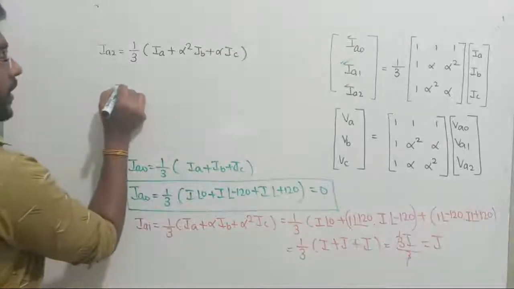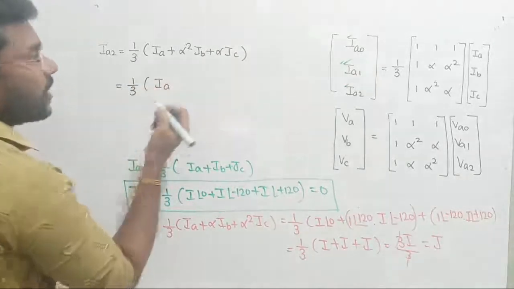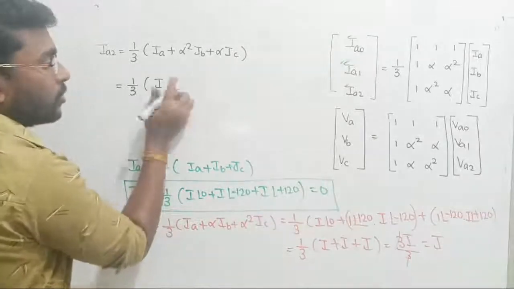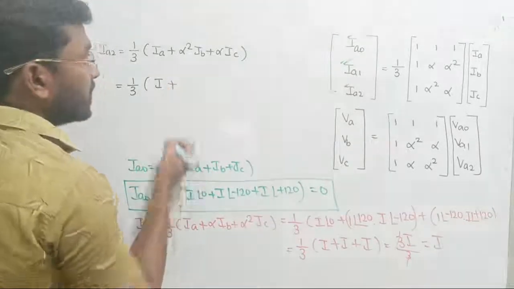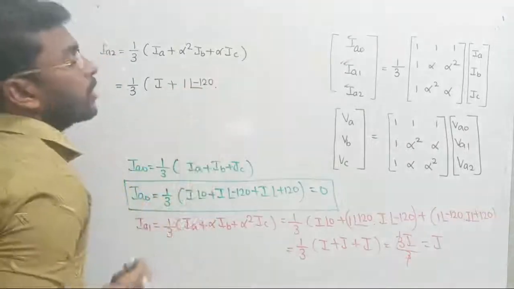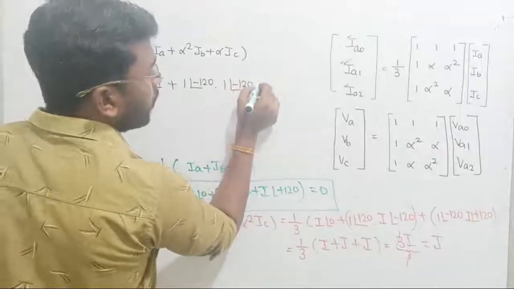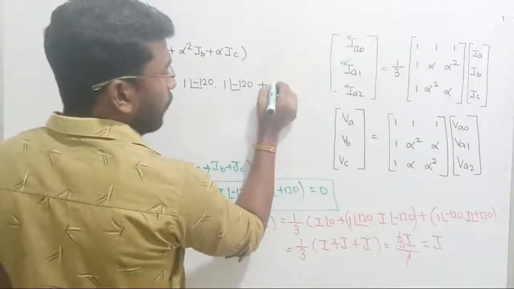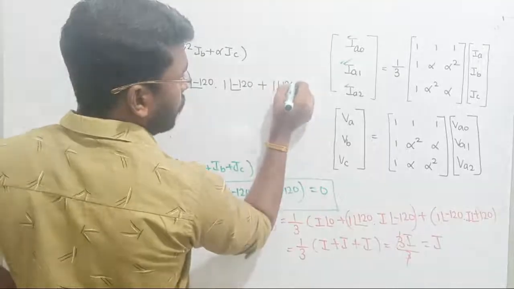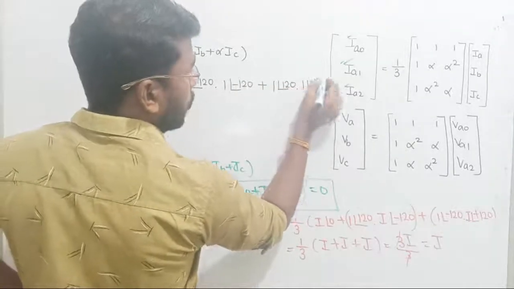Such that once again, if I reduce this expression: 1 by 3 IA, that is IA can be written as I at an angle of 0, which is I only, plus alpha square can be replaced by 1 at an angle of minus 120 dot IB, which can be replaced by 1 at an angle of minus 120 only, plus next, alpha can be replaced by 1 at an angle of plus 120 dot IC, which can be replaced by 1 at an angle of plus 120.